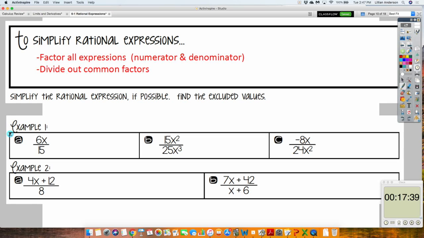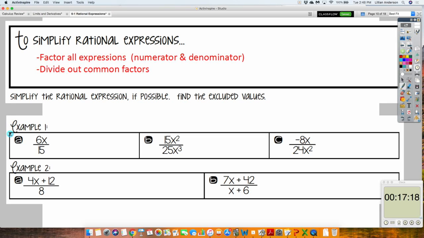And then we're going to find the excluded values, aka the constraints, aka what makes the function undefined, interval notation, set notation, the last unit. Okay? So, you haven't left that yet.